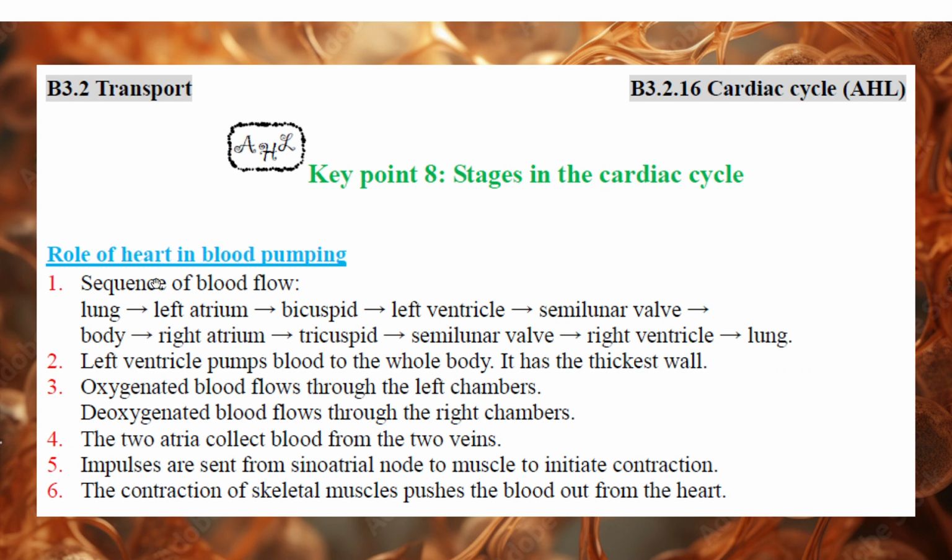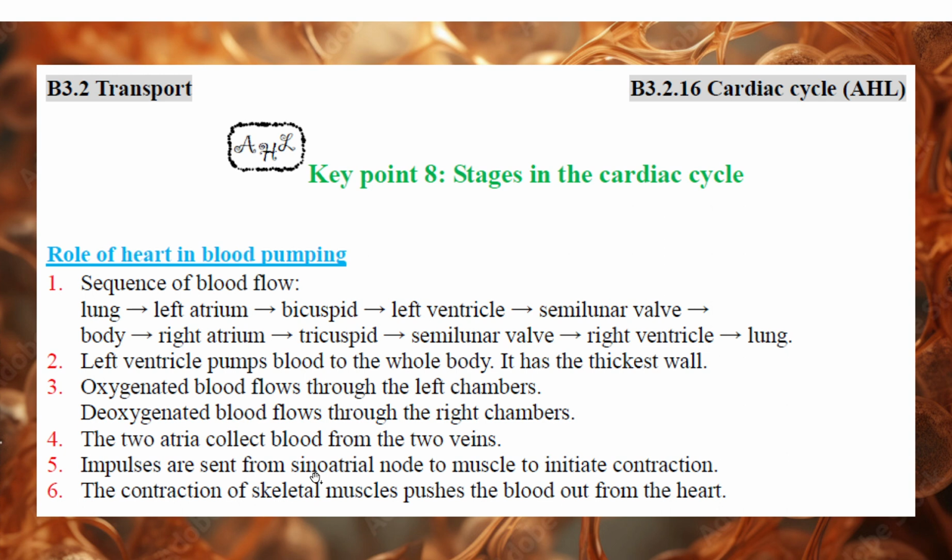Okay. The route of the blood: from the lung to the left atrium, bicuspid valve, left ventricle, semilunar valve, body, right atrium, tricuspid valve, and then semilunar valve, right ventricle, and then lung. The sequence you need to remember clearly, okay? And remember the left ventricle pumps blood to the whole body, so it has the thickest wall. Oxygenated blood flows through the left chambers. The deoxygenated blood flows through the right chambers, okay? The two atria collect blood from the two veins, okay?